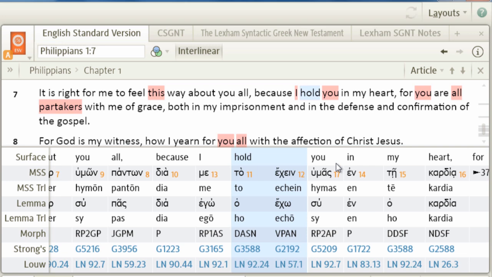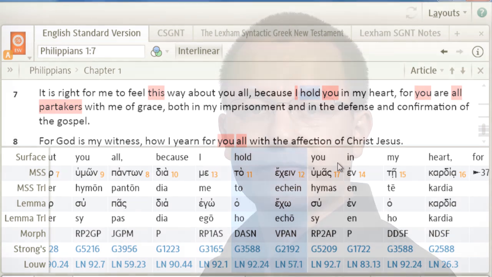So learning terminology like accusative helps us to interact with the information that's found in commentaries. Now you want to make sure that as you look at the details of grammar, you don't miss the big picture. The big picture is that Paul and the Philippians had such an affection for each other that it caused Paul, even in the midst of difficult times, to be thankful.